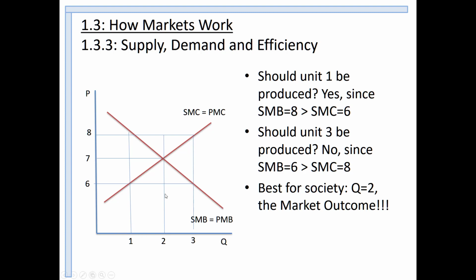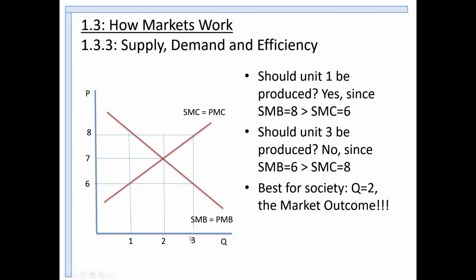Now, notice that all the way to 2, the social marginal benefit represented in this curve is larger than the social marginal cost represented in this curve. If the social benefit is larger than the social cost, then all these units here should be produced. Think about unit 1,000 again. The social marginal benefit is 8. The social marginal cost is 6. Should this unit be produced? Yes. So up to here, all those units should be produced.